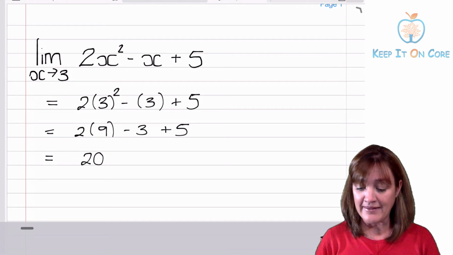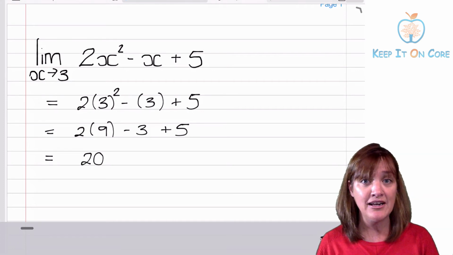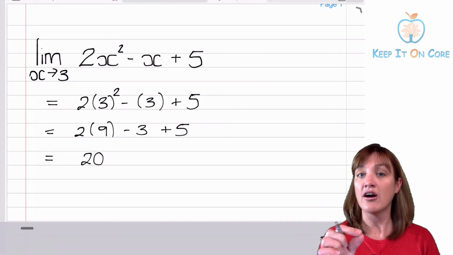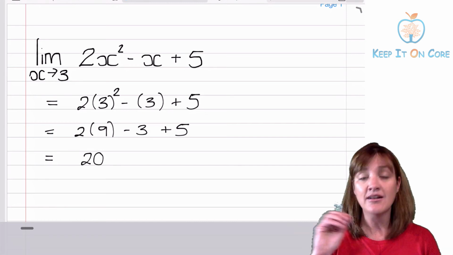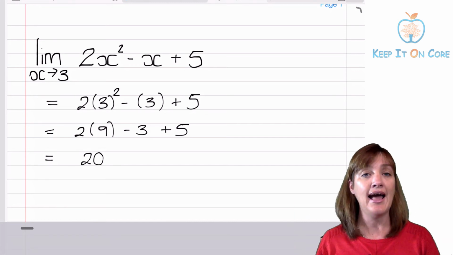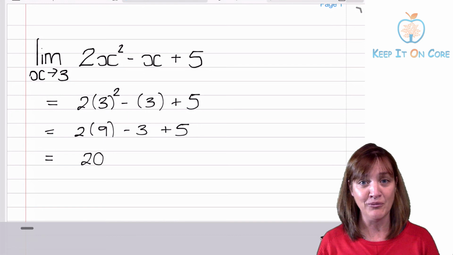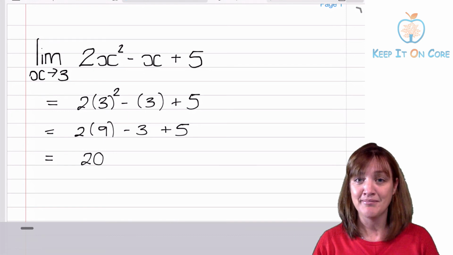Okay. All right, so what do we do? We just substitute values into the x's. As long as we're not getting something undefined, we can just substitute in and we get the limits that we are looking for. We're going to do some more examples, so make sure you work with me.